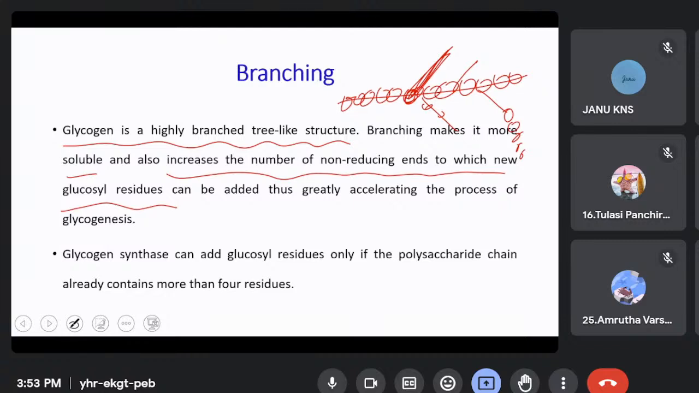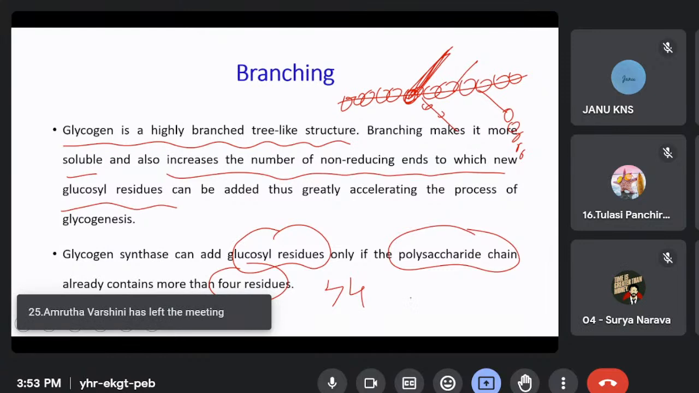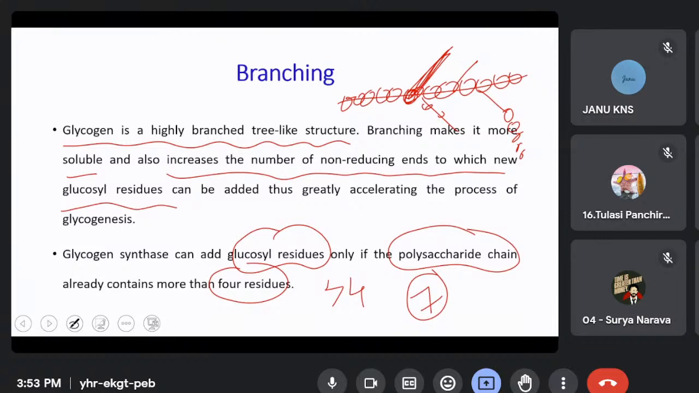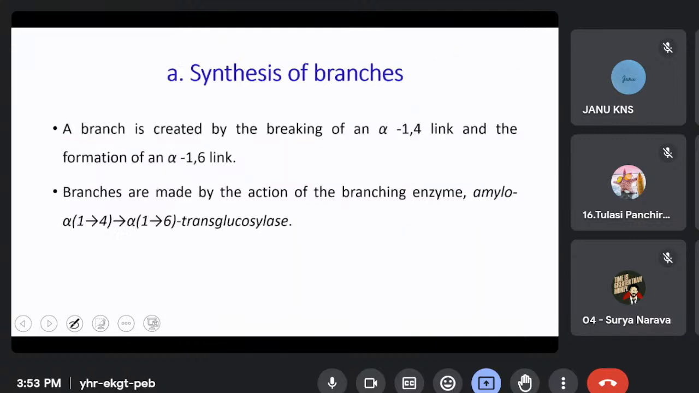Glycogen synthase can add glucose residues only if the polysaccharide chain already contains more than 4 residues. That is what we have discussed. The glycogen fragment should contain more than 4, and the glycogenin protein also contains 7 glucose residues, a fragment with 7 glucose residues called a primer. So glycogen synthase can add glucose residues only to the primer. Then how does the branching occur? A branch is created by the breaking of an alpha 1,4 link and the formation of an alpha 1,6 link.